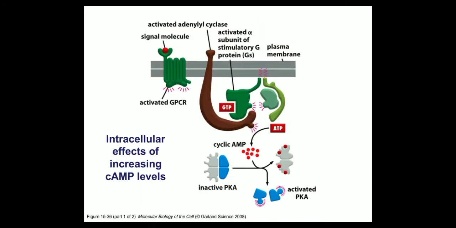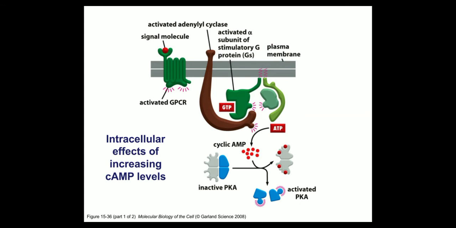Now let's discuss the GPCR in detail. Here you can see the signal molecule binds to the GPCR, and the GPCR gets activated. Here the activated alpha subunit of the stimulatory G protein is this, as GTP is bound to the alpha subunit. After that, this activated alpha S G protein binds with adenylyl cyclase and activates it. This is the basic idea.